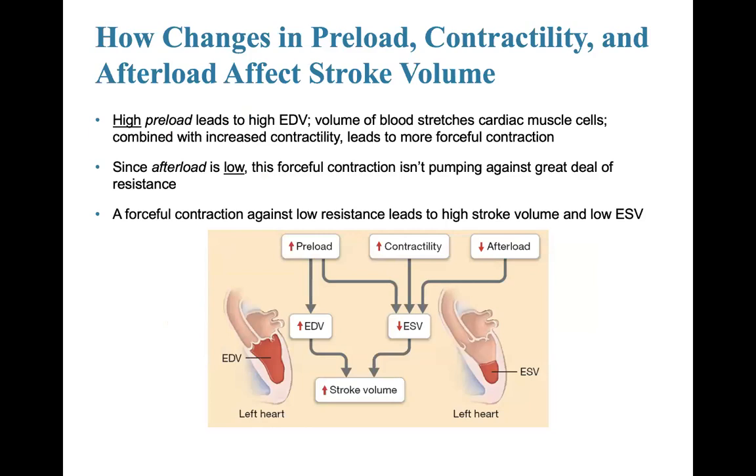High preload leads to high end diastolic volume. The volume of blood stretches the cardiac muscle cells, which, combined with increased contractility, leads to a more forceful contraction. Since afterload is low, this forceful contraction isn't pumping against a great deal of resistance. A forceful contraction against a low resistance leads to a high stroke volume and a lower end systolic volume.